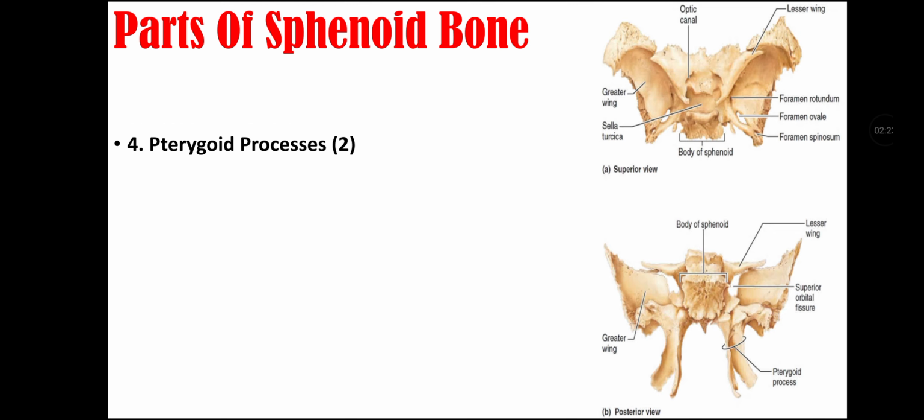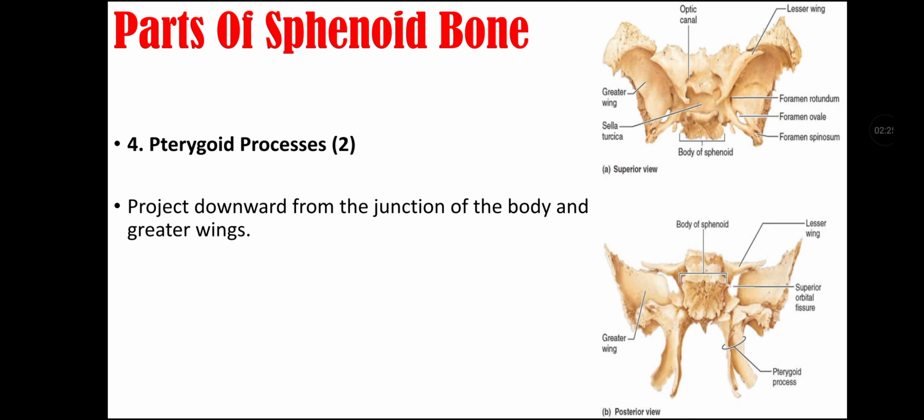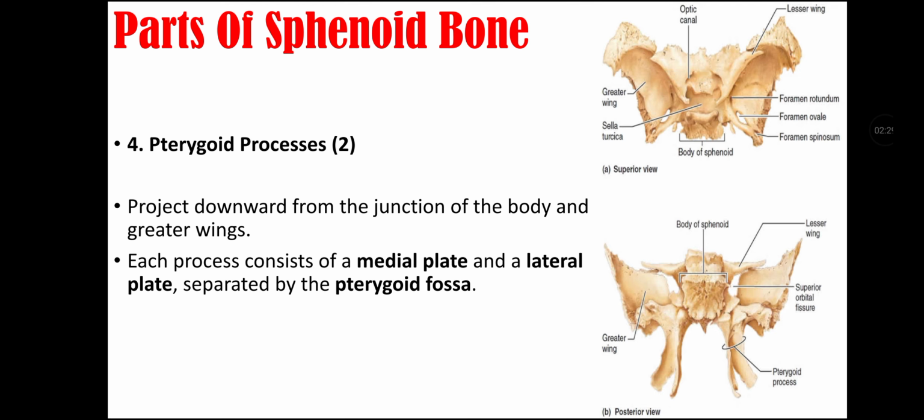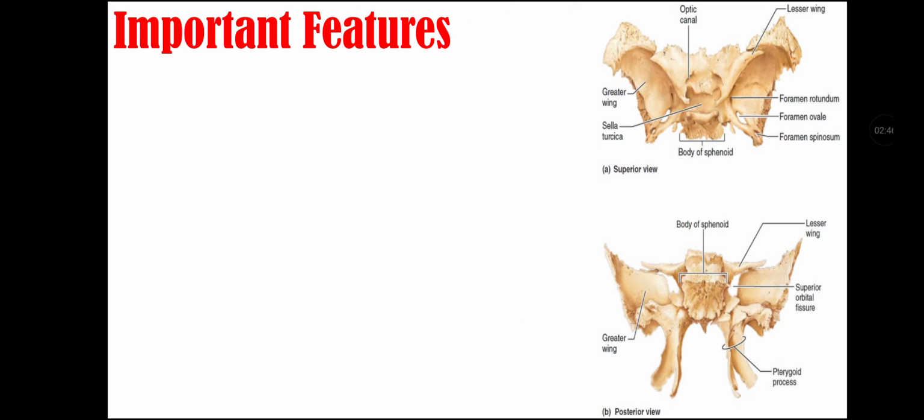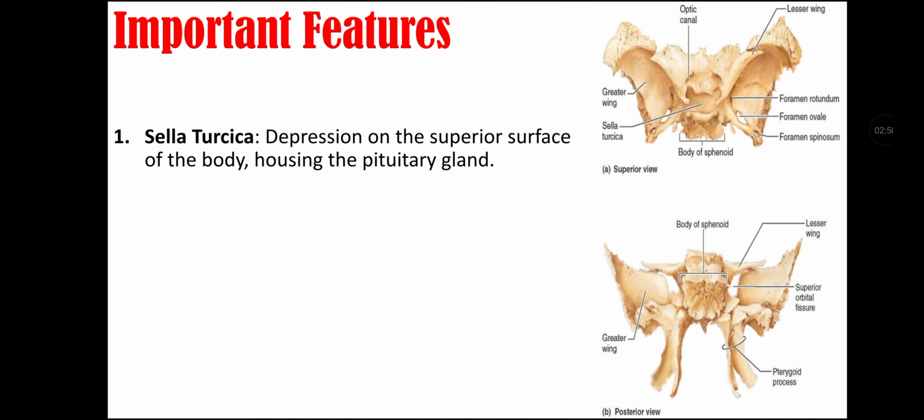Next part of sphenoid bone is its two pterygoid processes that project downward from the junction of body and greater wings. Each process consists of medial plates and a lateral plate that are separated by pterygoid fossa. These processes provide attachment for pterygoid muscles that include medial pterygoid muscle and lateral pterygoid muscle, and these muscles are essential for mastication.